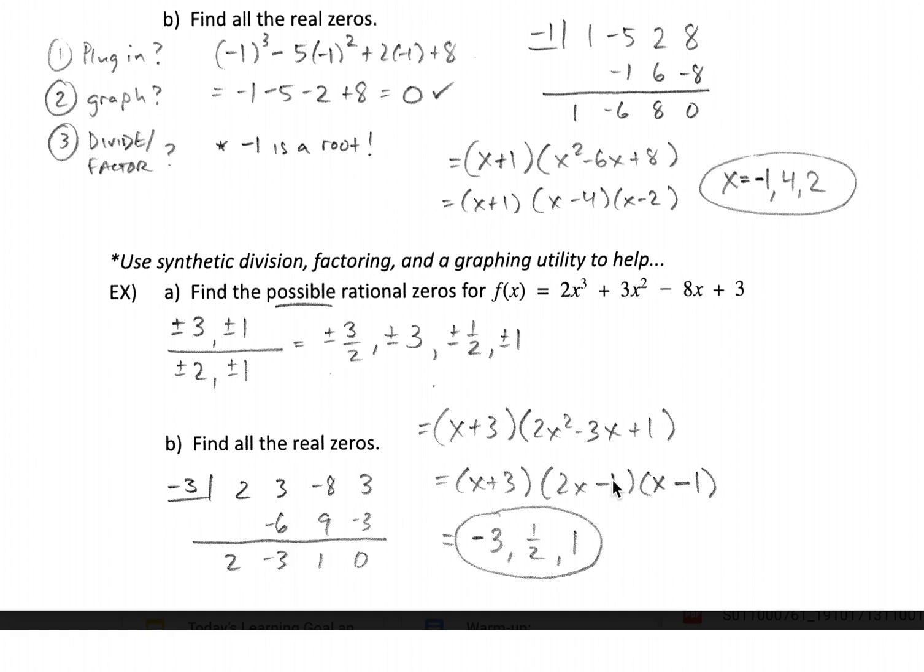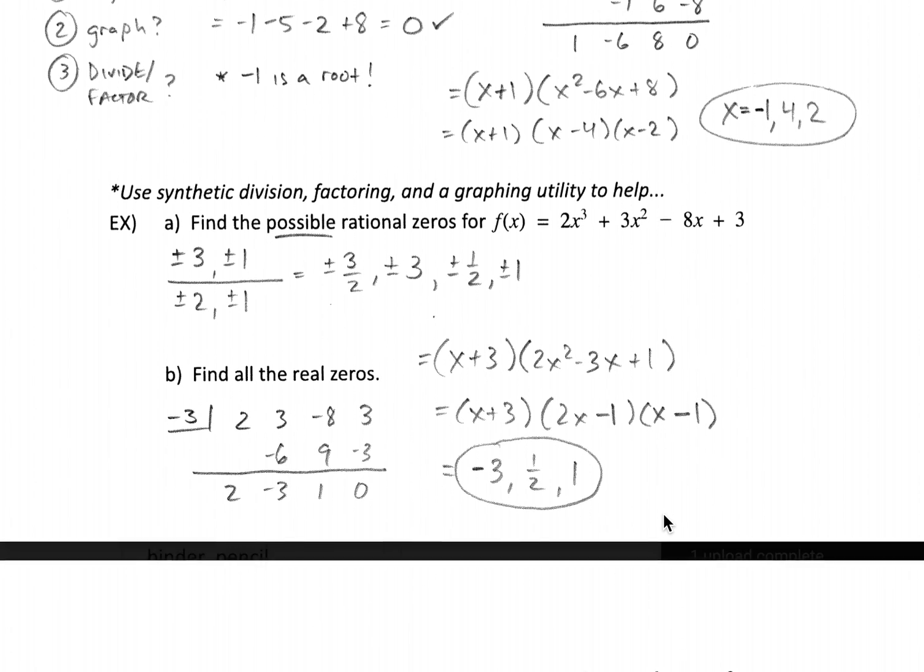Quickly FOIL or distribute to check. 2x squared, -2x minus x is -3x, and -1 times -1 is +1. Now we have this cubic factored into these three factors with zeros of -3, 1/2, and 1. And then lastly, again, we look at our graph and verify that that's what we got, or we can look at our data table.